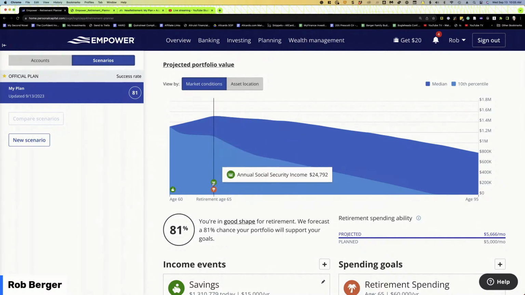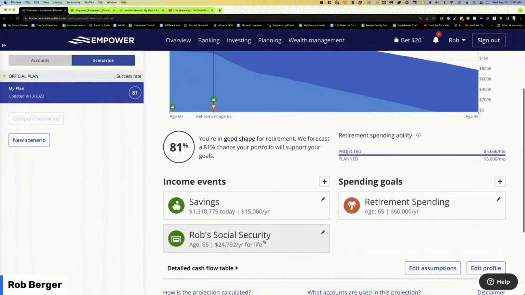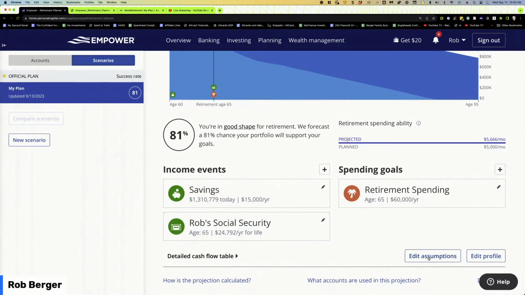That's a calculated number, that $24,792. And we're going to plan for 30 years, which is a nice way of saying we're going to die at the age of 95. So the first stress test we're going to look at, we talked about this in the previous video, is longevity. We may plan for a 30-year retirement starting at age 65, but what if we live to be 100?